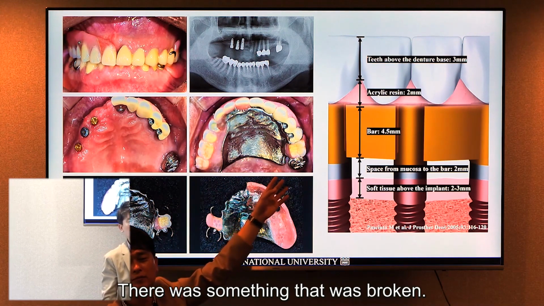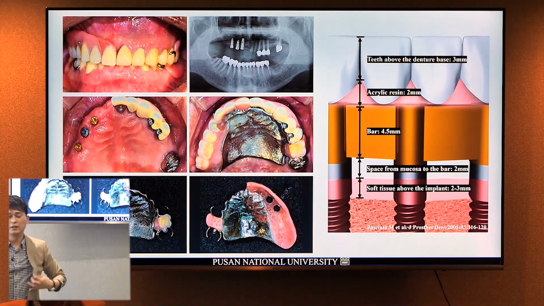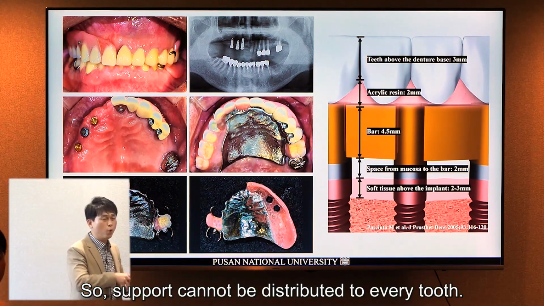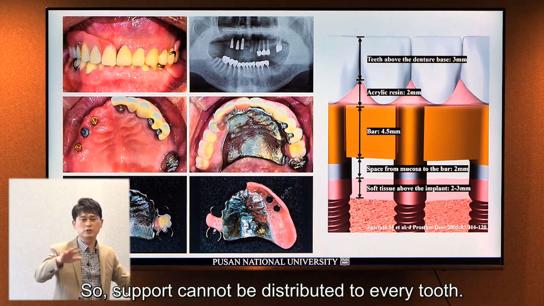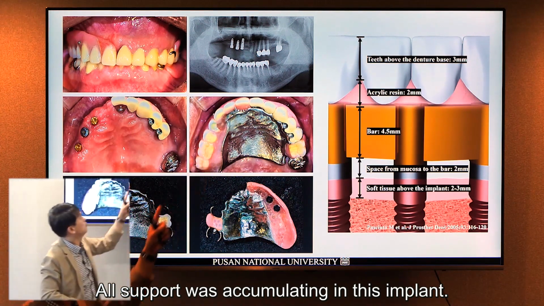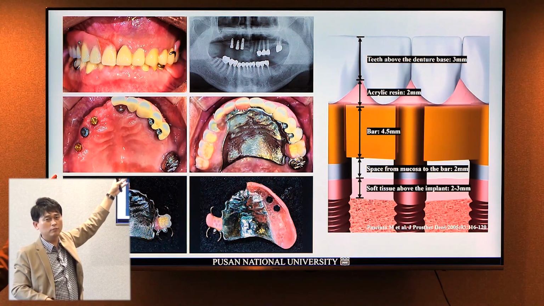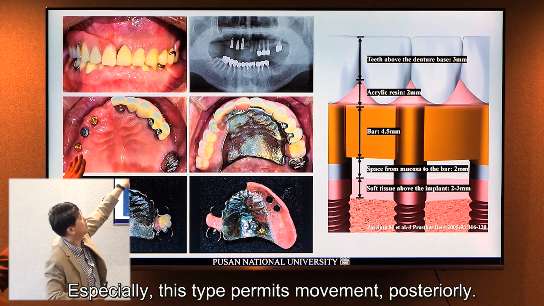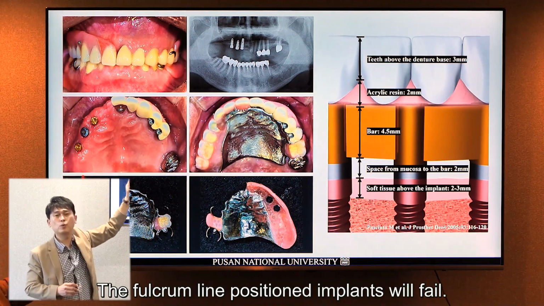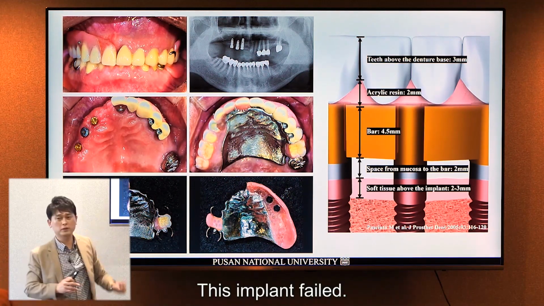There was something broken. The legs were broken, so the support cannot be distributed to every tooth. Every support accumulates in this implant part. Especially this type permits movement posteriorly. So the implant positioned on the fulcrum line will fail. This implant failed.